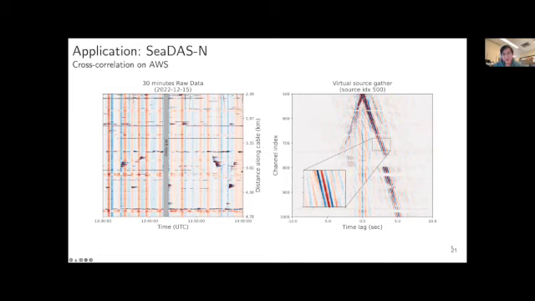This workflow shows that our platform can make DAS data access more efficient. It also shows the important role cloud computing can play in processing the huge amount of data DAS generates. These powerful tools accelerate the group getting this image of a virtual source gather on the right-hand side. We will further analyze the dispersion of the surface wave and probe the subsurface structure underneath the cable. It also makes possible real-time shallow Earth monitoring on the cloud using this DAS data.